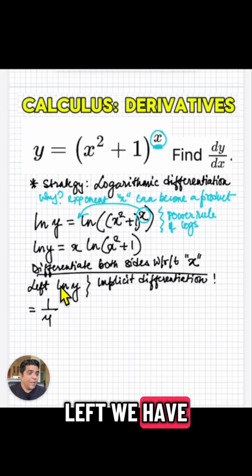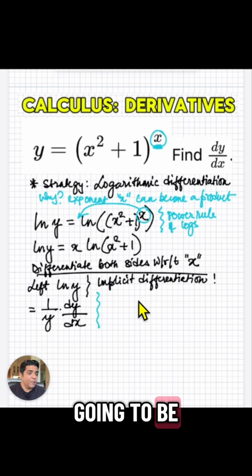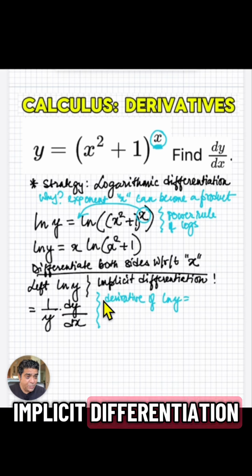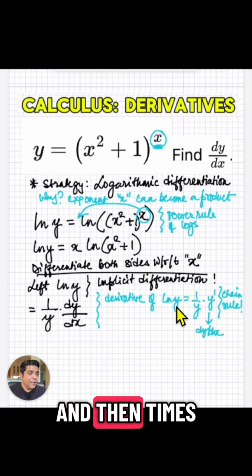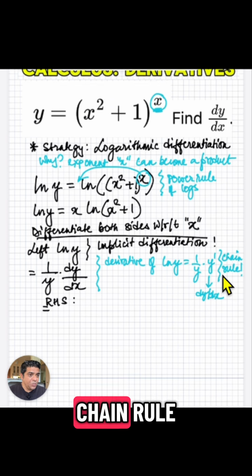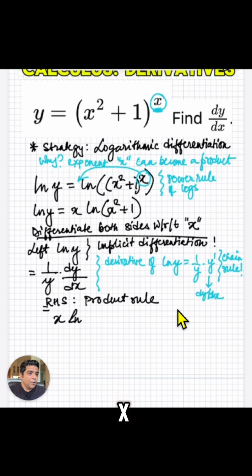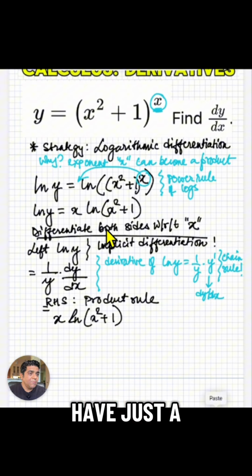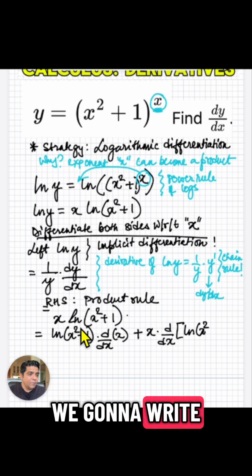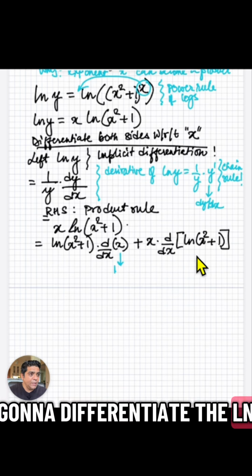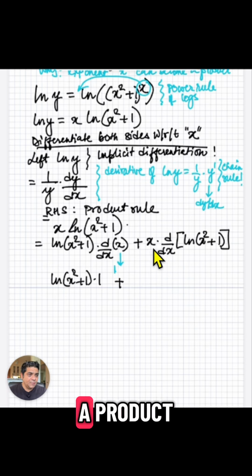So on the left we have ln of y, and with respect to x, that is going to be implicit differentiation. So it's going to be 1 divided by y. ln of y is 1 over y, and then times y prime. That's just basically the chain rule, dy/dx. On the right hand side, of course, we have just a basic product rule. We are going to differentiate the x first, and then write this as a product, and then we're going to differentiate the ln of x squared plus 1, and then write x as a product.